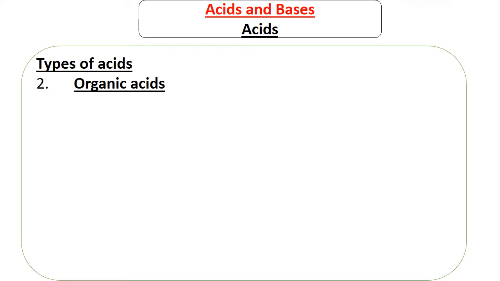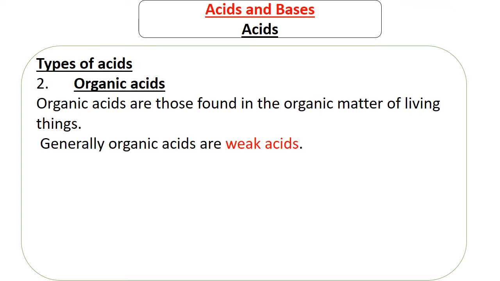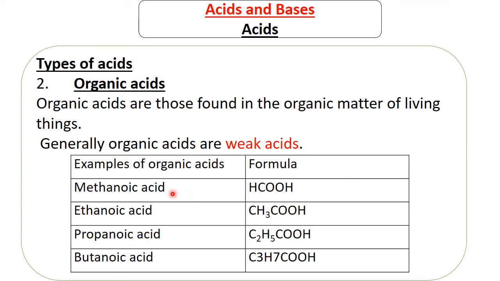The second type of acids are called organic acids, and these are found in the organic matter of living things. Generally, organic acids are weak acids, while mineral acids are very strong acids. So here are examples of organic acids. We have methanoic acid, which is taken from methanol, the formula is this. Ethanoic acid, which is taken from ethanol, the formula is this. Propanoic acid, taken from propane. Butanoic acid, taken from butane. So these are examples of organic acids, which are also weak acids.